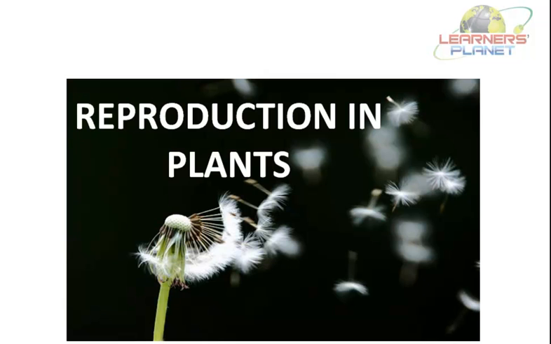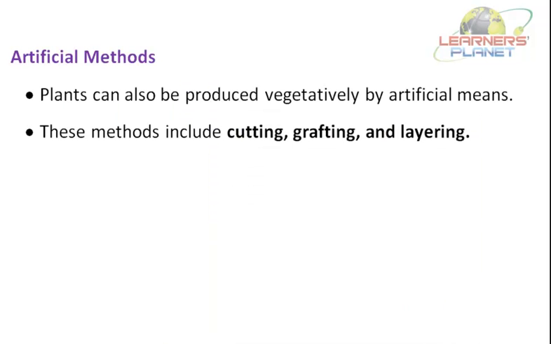In today's session we are going to continue this topic of vegetative reproduction and discuss artificial methods of vegetative reproduction. So let us start with today's interesting session. Students, plants can also be produced vegetatively by artificial methods, and these methods include cutting, grafting and layering. We are going to study all these three methods in detail.